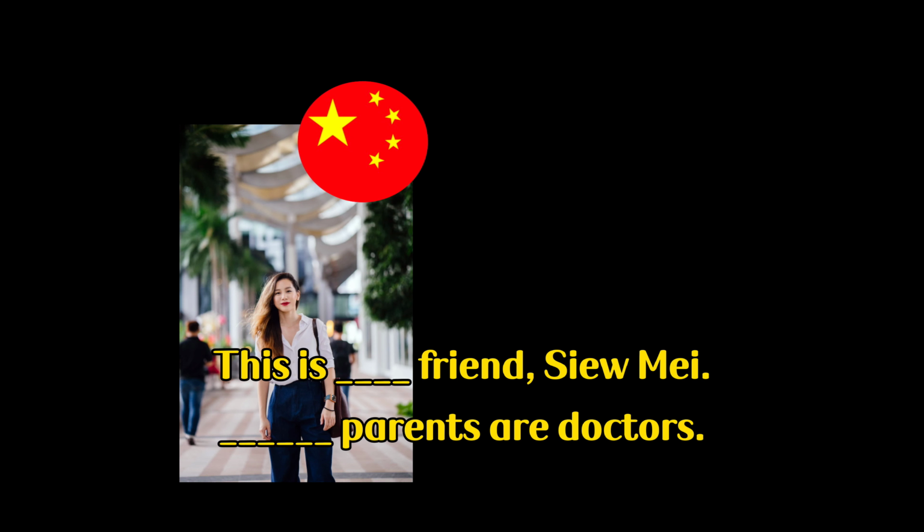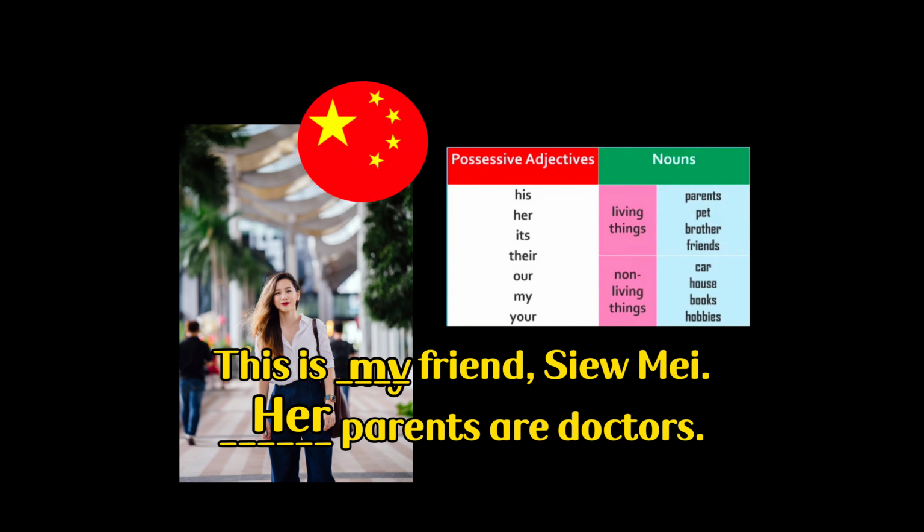Now let's go back to Siu Mei. This will be a great example of using possessive adjectives. This is my friend Siu Mei. Her parents are doctors. As I've mentioned earlier, possessive adjectives are used before the nouns. So now let's identify the possessive adjectives. The first one is my, and the second one is her. We know this because there is a noun after the possessive adjectives.